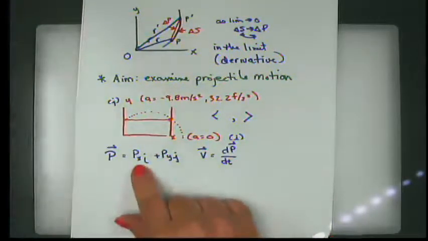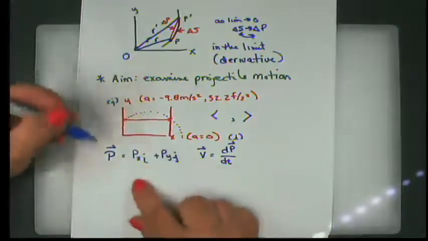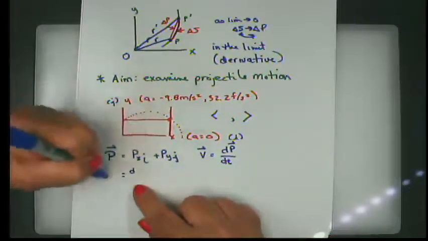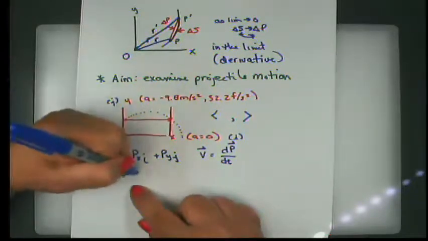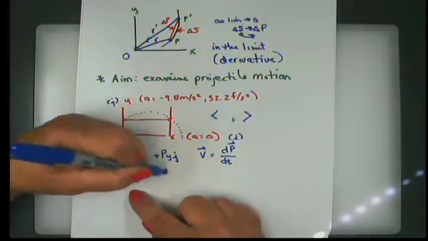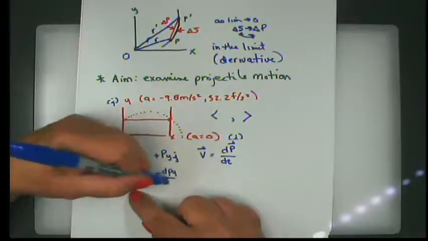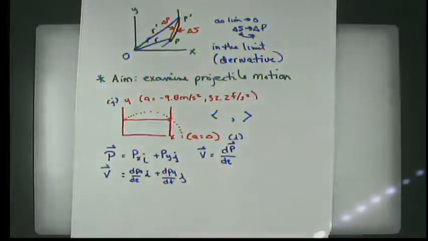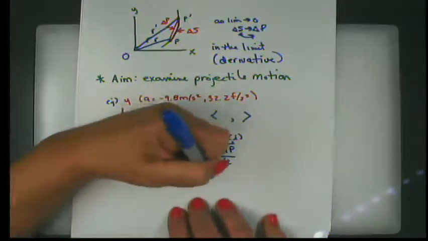And because we have it broken down into these mutually orthogonal or perpendicular components, if we're looking at the velocity, we could say this is dp_x/dt i plus dp_y/dt j. And if we were talking about three-dimensional motion, we could just extend that into the z direction, call it k, and multiply by the k unit vector.